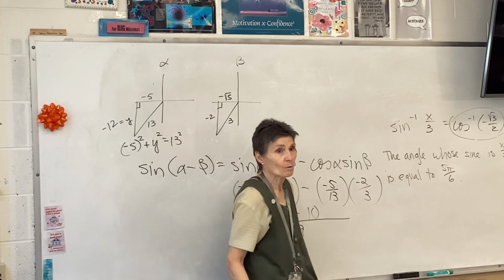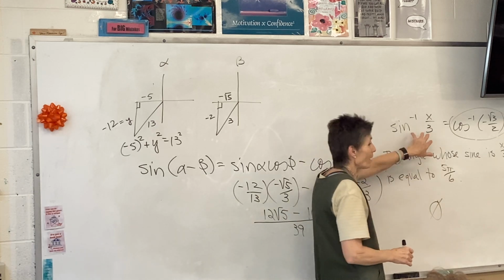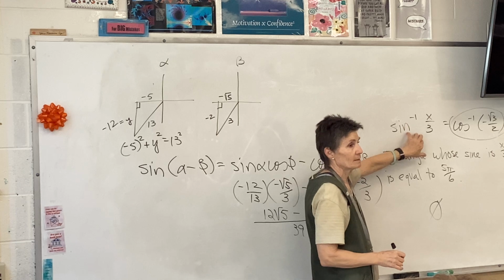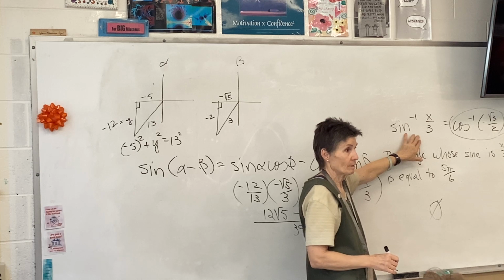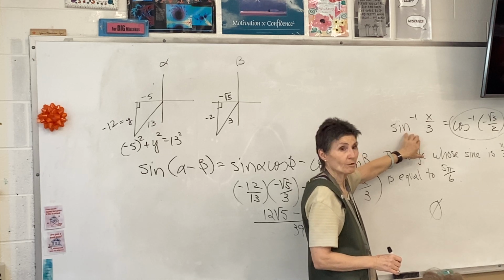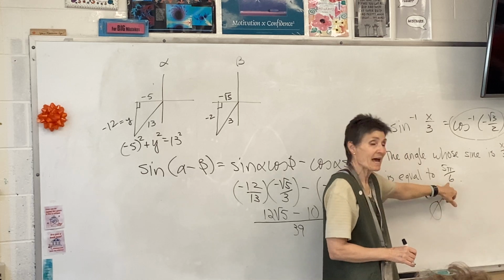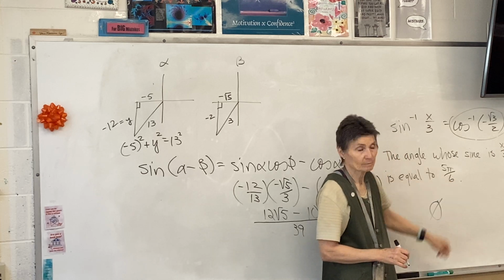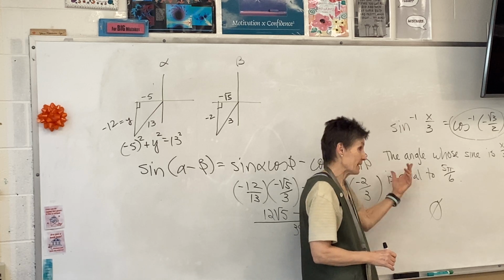Now I'm gonna say there's no answer to this problem. That's impossible. Because where does this have to be? Where's the inverse sine? Quadrant 1 or 4? Can a quadrant 1 or 4 equal 5 pi over 6? No, because that is quadrant 2. So that can't be.